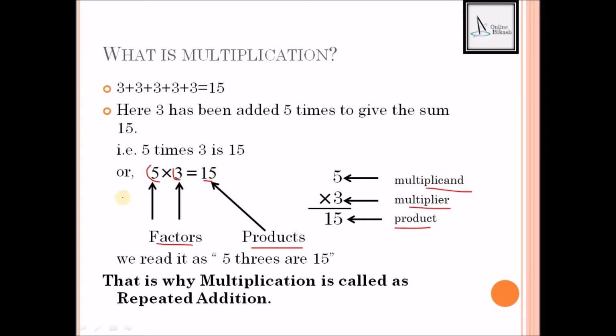So you have seen we have added this 3 for 5 times. Repeatedly we have added to get the 15, and this is why multiplication is called repeated addition. Okay.